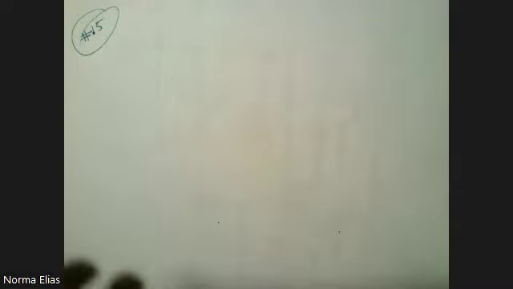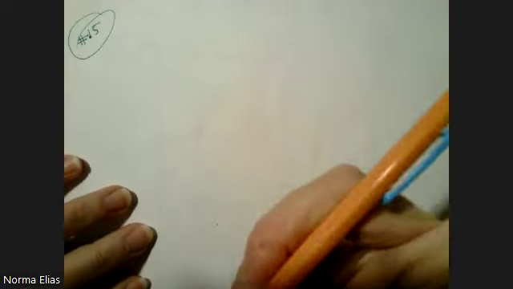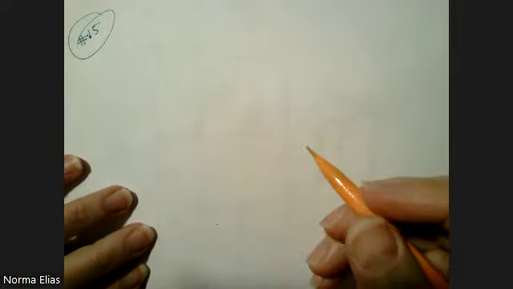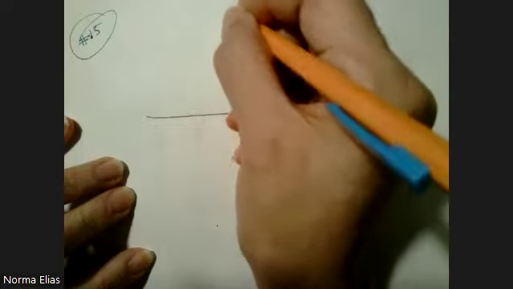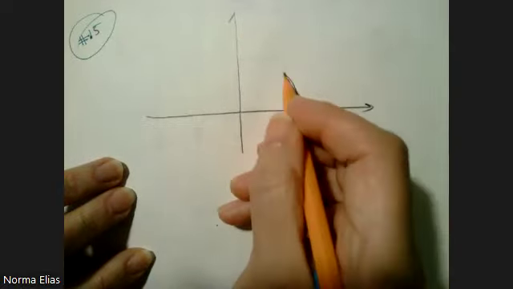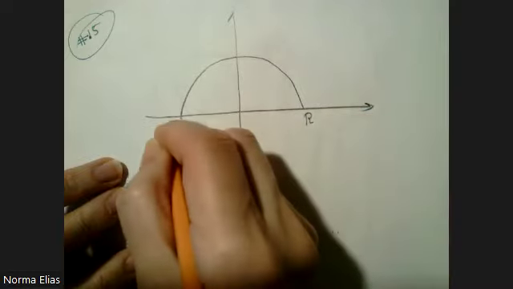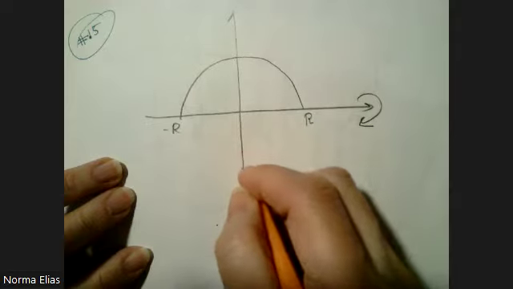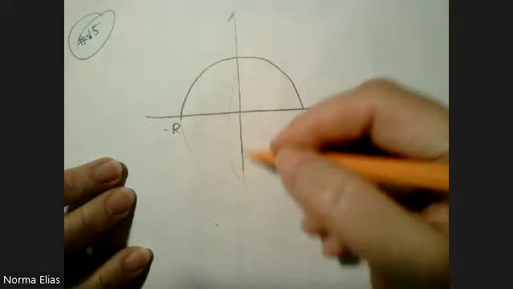Okay. A sphere. So the idea is that you have a sphere, and a sphere is obtained by rotating a half circle of radius r about the x-axis. So this is how we get a sphere. We take a half circle. So this is r. This is minus r. And we rotate about the x-axis. And when we rotate this, we get a sphere.